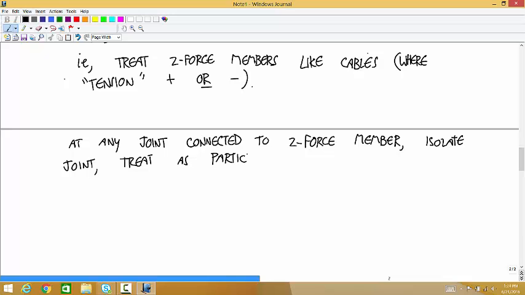Remember, when we did our first structure, that's how we did it. We treated all the pins like particles. It increased the number of variables a little bit, so we started lumping the pins in with bodies. But now, whenever a two-force member is connected to a pin, we're going to isolate it. Okay, so let's see what these free body diagrams look like.